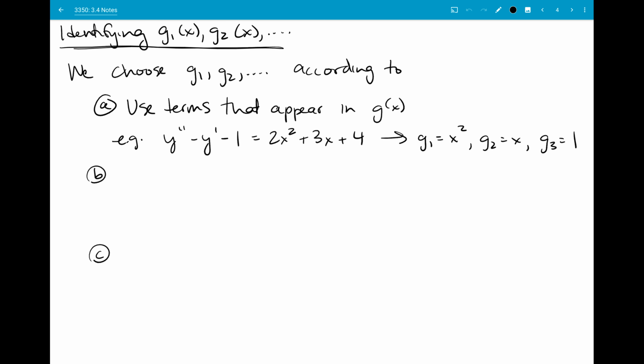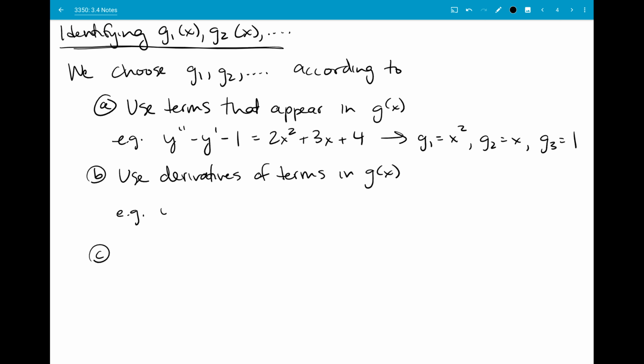The other thing we're going to do is talk about the second way that we choose our G1, G2, and so on and so forth. Our first one was that we just use terms that appear in G of x, and we saw an example like that. The second consideration is that we might need to use derivatives of terms in G of x.